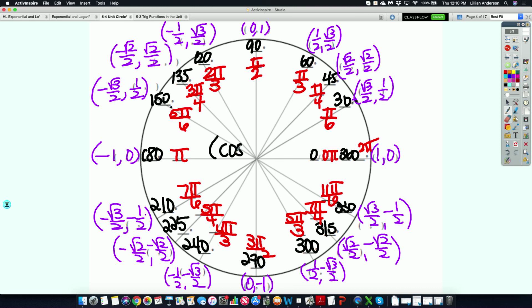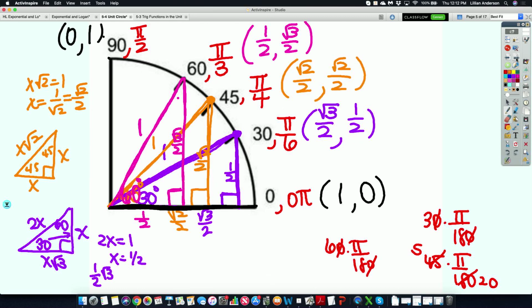Okay? And so you use that to help you find the exact values of different angles, especially if they lie on the unit circle. So one thing, again, to remember is that the ordered pairs in the unit circle basically correspond to the cosine of those angles and the sine of those angles. And the sign, the negative, is important. Don't lose it.